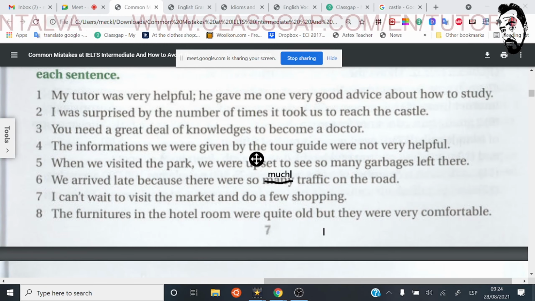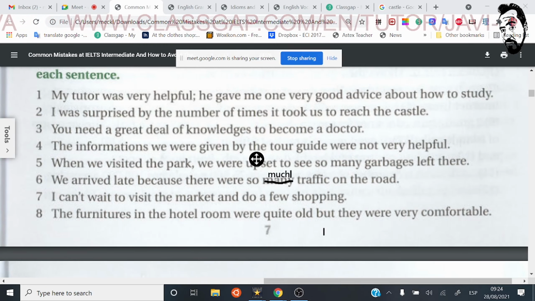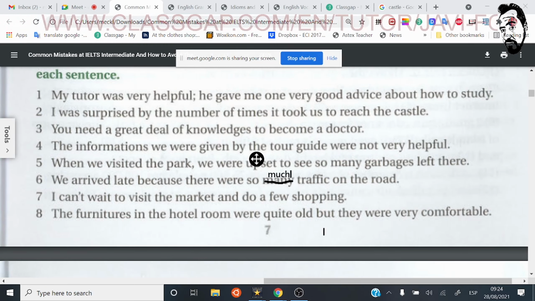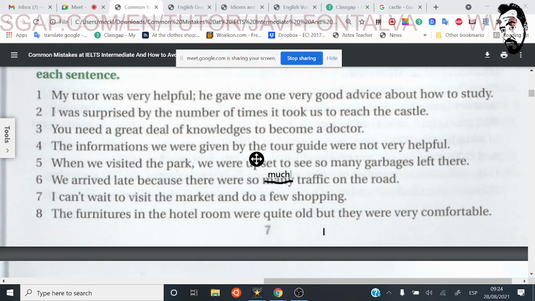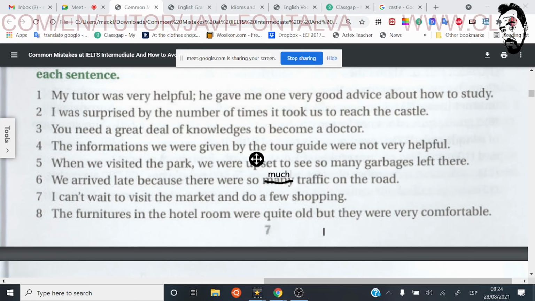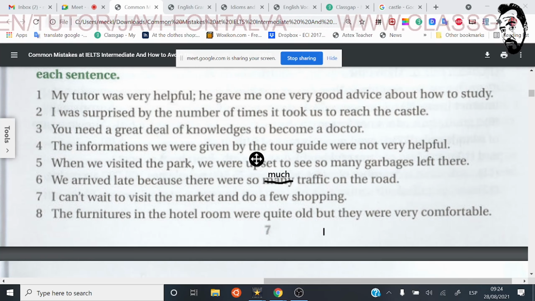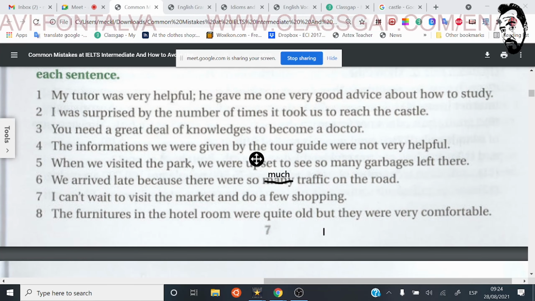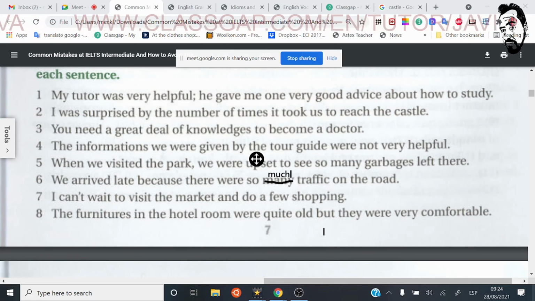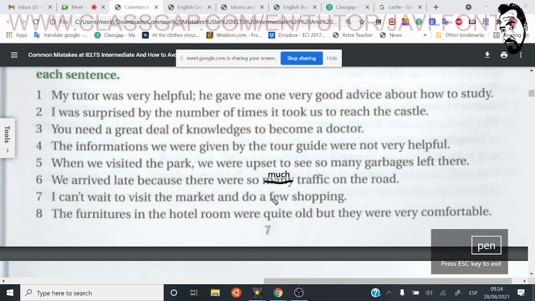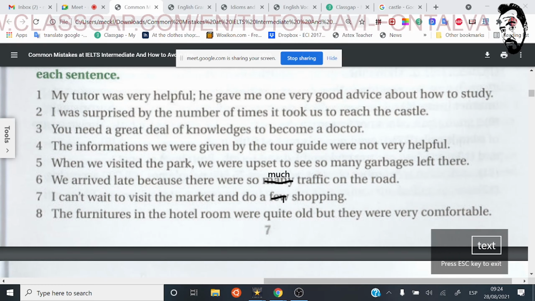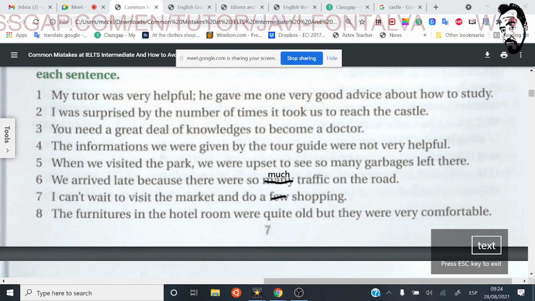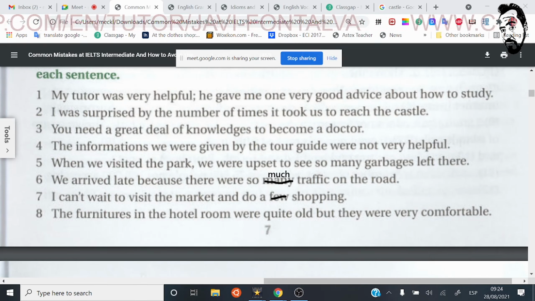Countable shop. It's uncountable. So you cannot use numbers. With this one, there are a few expressions you cannot use. For example, you cannot say many shopping. A piece of shopping. Okay, but here you mean a little shopping. So with uncountable, when you mean few, we say a little.